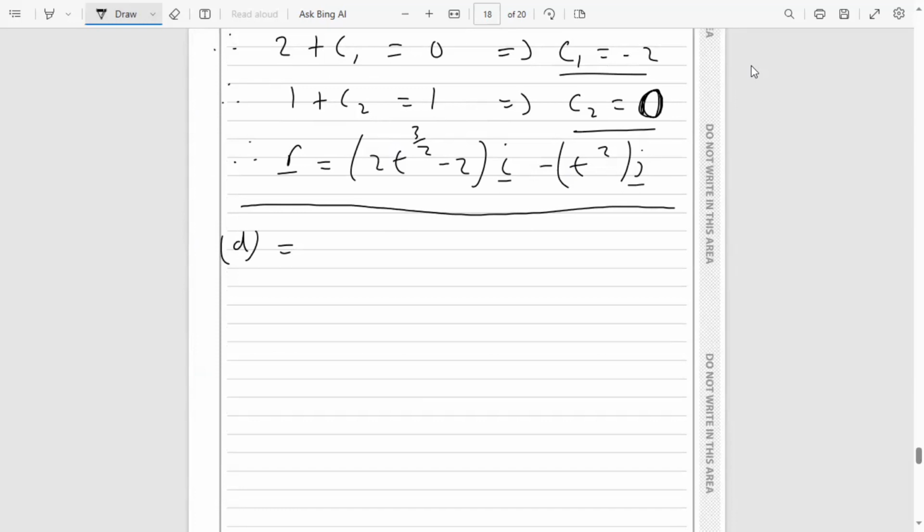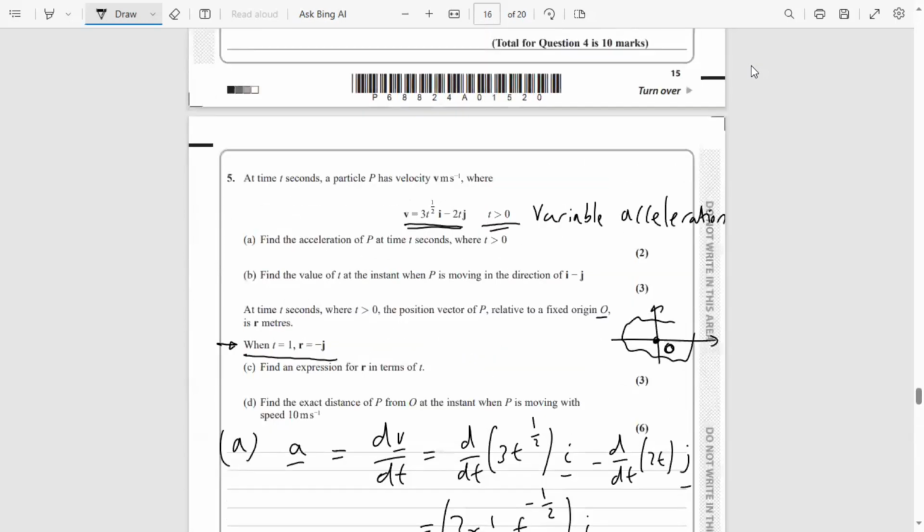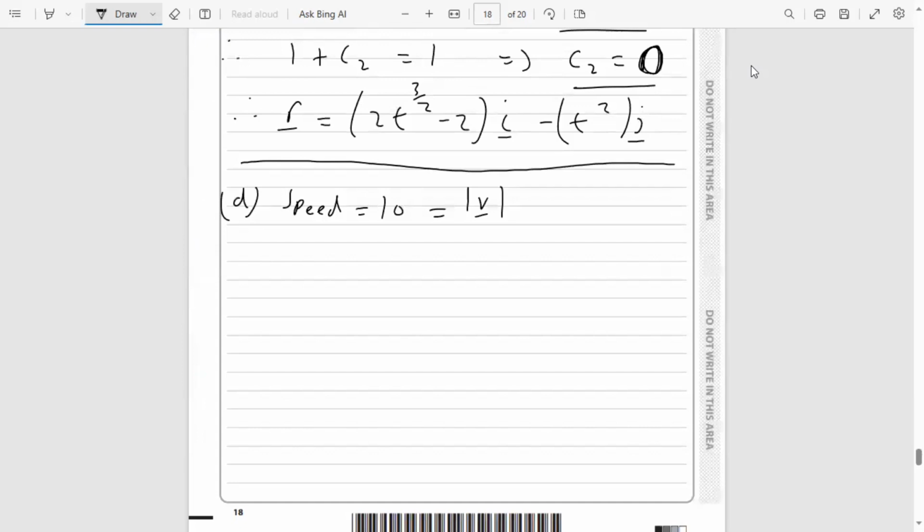So we've got a speed which is 10 meters per second. Remember, speed is the magnitude of velocity. So speed is essentially the magnitude of the velocity vector. So how do you find the magnitude of vectors? Well, use Pythagoras on the two components. We've got the same velocity as before, this velocity at the top here, 3t to the half in the I direction and -2t in the j direction. So we want to find the magnitude of this vector: 3t to the half in the I component, -2t in the j component.